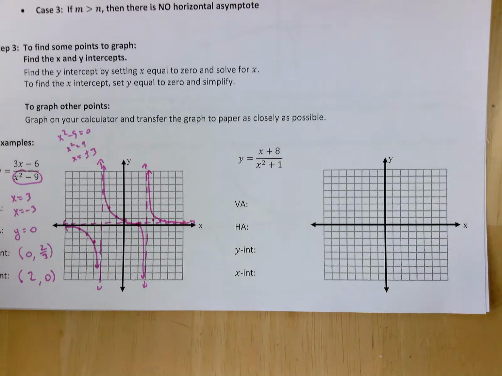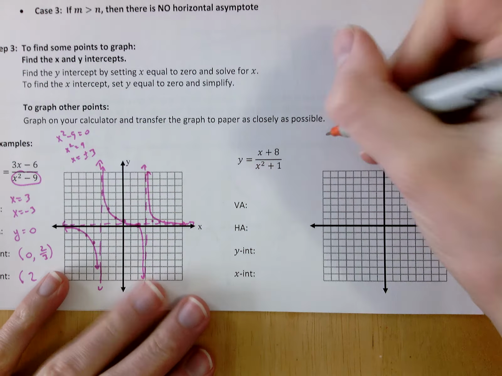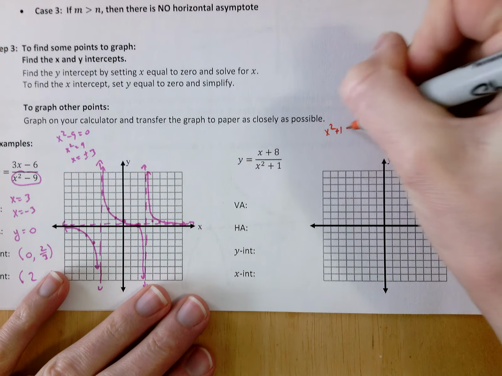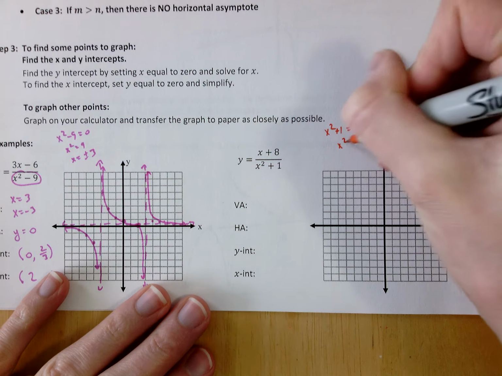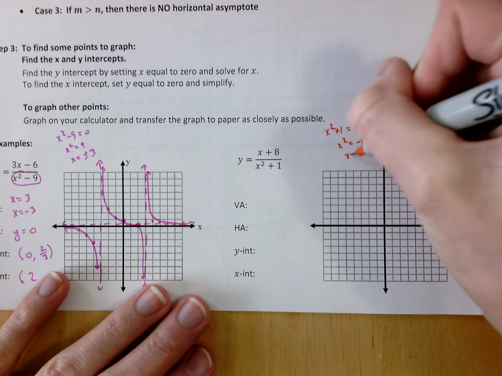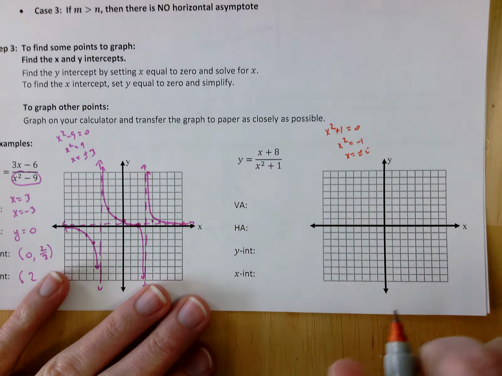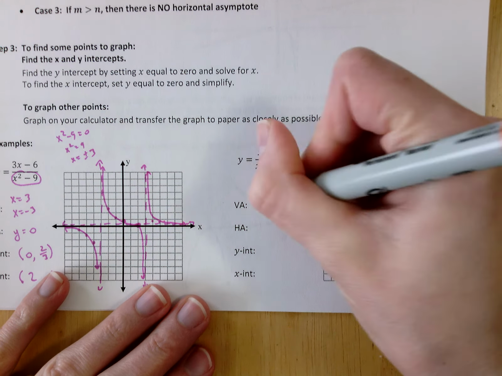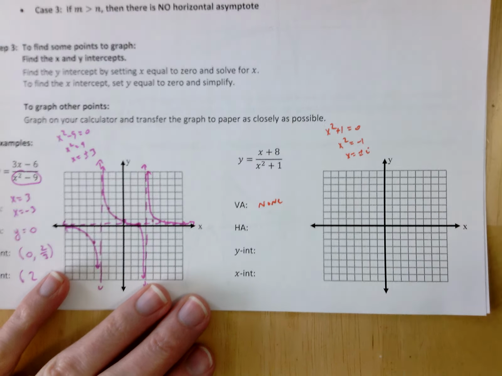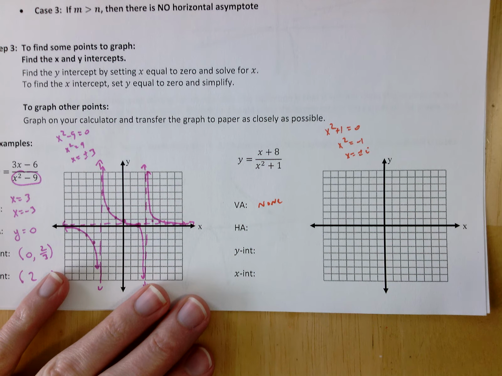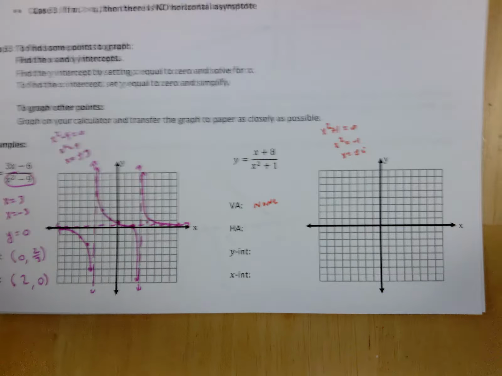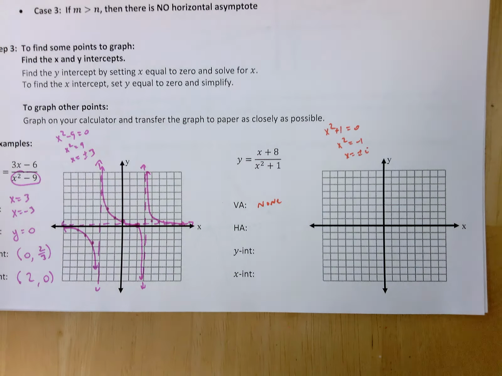All right, so let's go through this again with another one. So vertical asymptote, set the denominator equal to 0 and solve. So x squared plus 1 equals 0. Well, when I solve this, I'm going to get something imaginary, right? What that tells you is that there is no vertical asymptote. Okay, so if you solve this and you get something imaginary, that's your cue that there is no asymptote there.